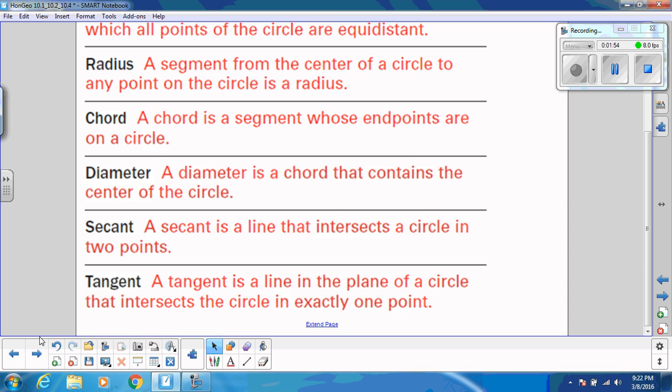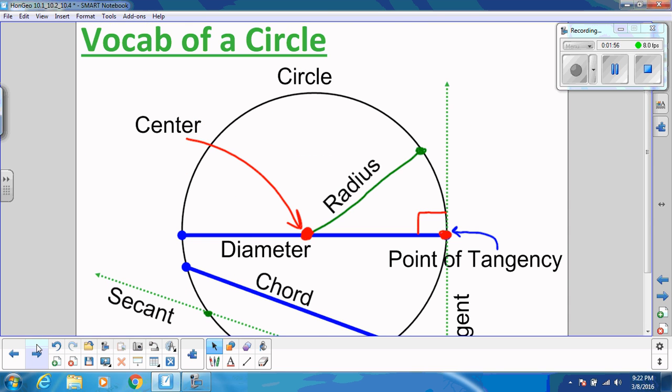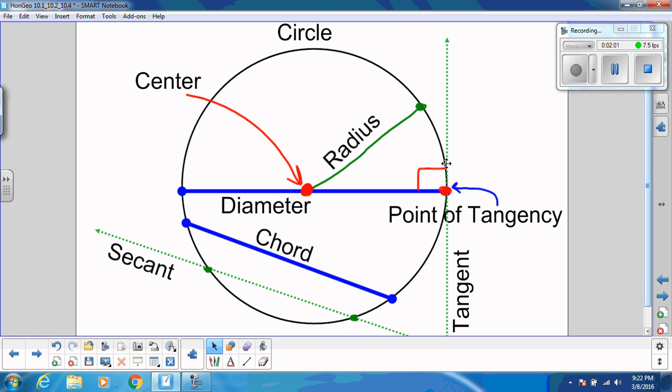So let's look at what all of those look like in a diagram. So here we have our circle. The red dot is our center. And then this green segment right here is the radius. Notice the radius goes from the center to a point on the circle. We have a diameter and we have a chord. Notice a chord can be any segment that connects 2 points on the circle. So here is a chord, and then the diameter is also a chord. But what's specific about a diameter is that it has to go through the center.